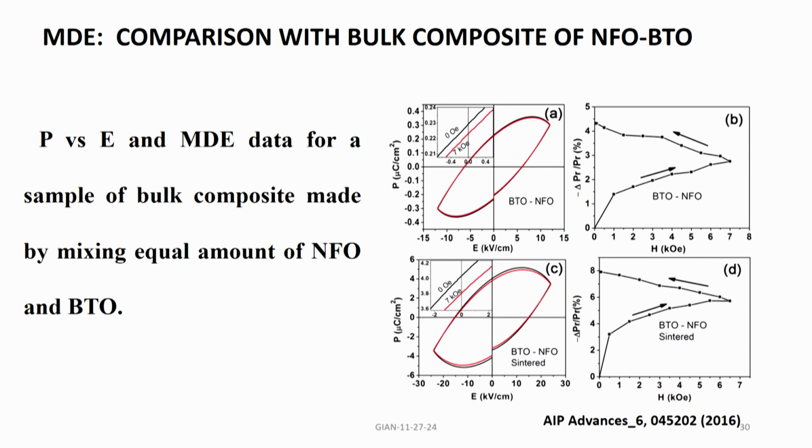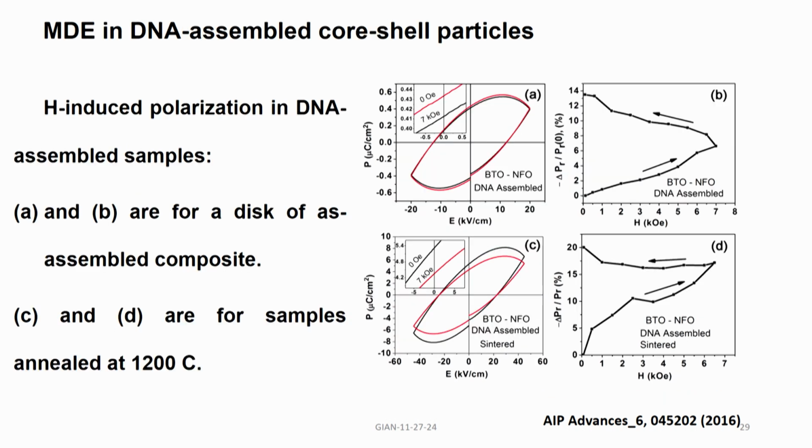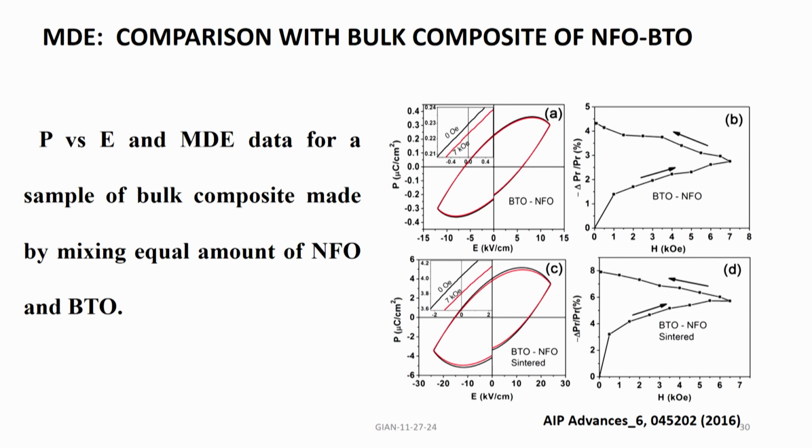That's the H-induced polarization. The maximum value here is anywhere from 4 to 8% compared to 14 to 20% with the core-shell structure. So the core-shell structure does influence the nature of the magnetoelectric effect, and it enhances the effect. If it is a core-shell structure, it shows a much stronger magnetoelectric effect compared to just a bulk composite with random distribution of these two phases.